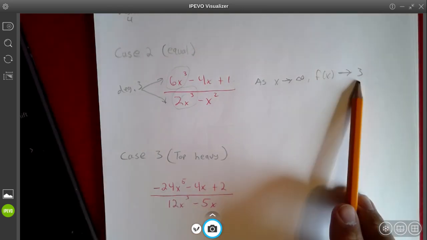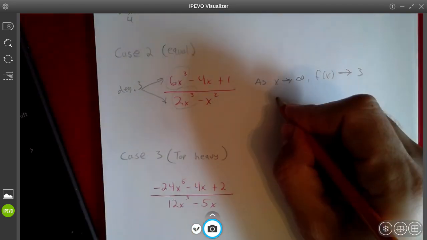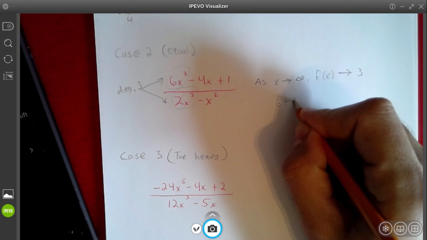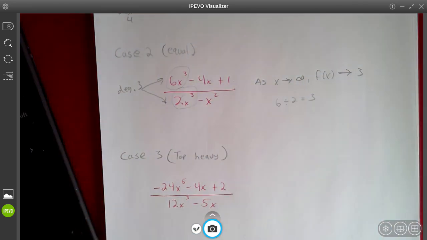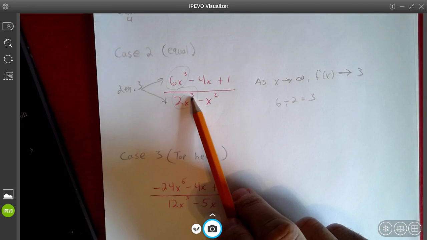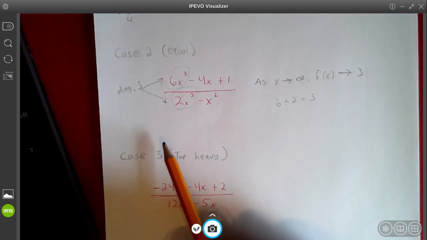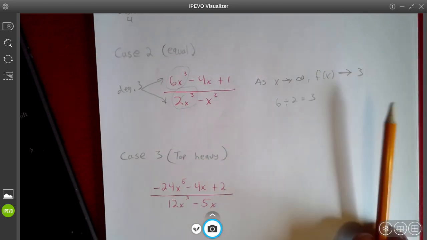Where this 3 comes from is the 6 divided by 2. Okay, 6 divided by 2 is the number that gives you 3. So if you want to find the end behavior for a rational function whenever the degrees are the same, what you do is you take those leading coefficients and you divide them. That's how you get this end behavior number.